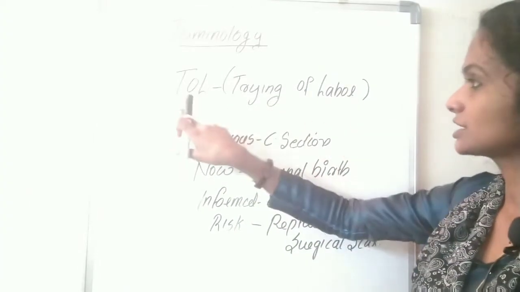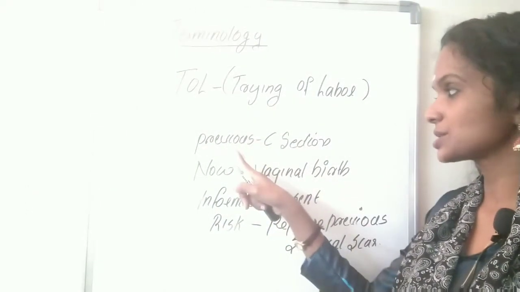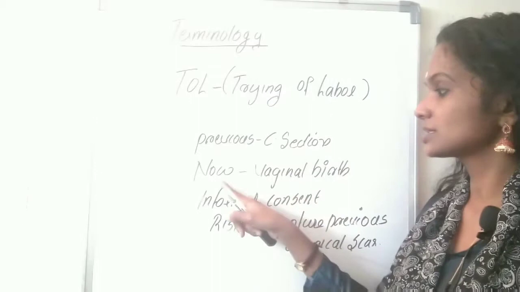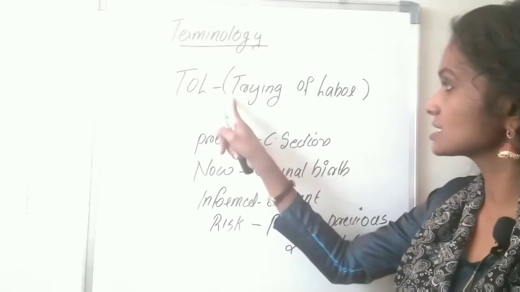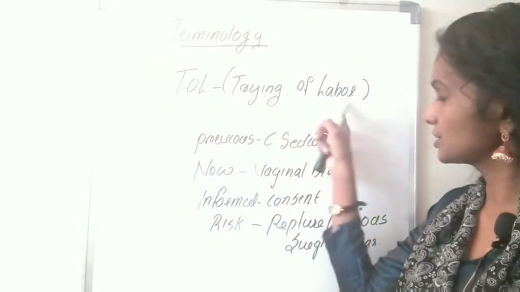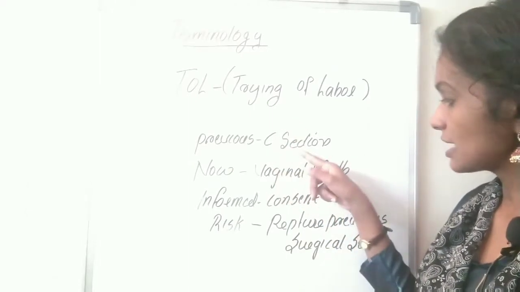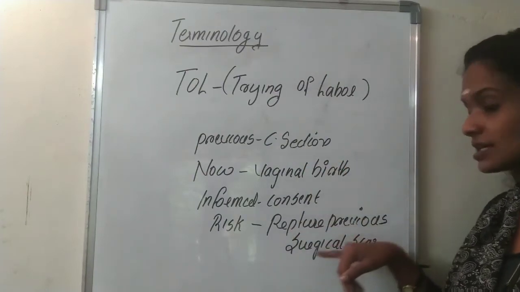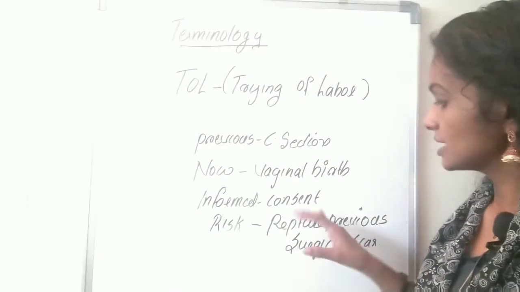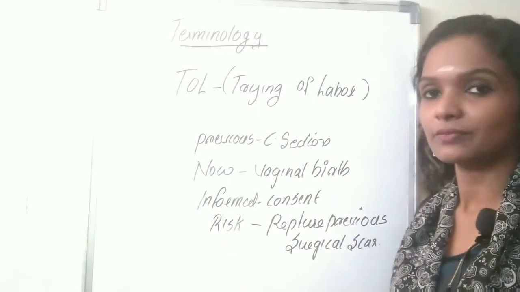Trial of labor. Trial of labor means the mother already had a history of Caesarean section, the first time they had a Caesarean, but the second time they are trying for a vaginal birth. That is known as trial of labor. But there is a small risk with trial of labor. What is that? Since they had a previous Caesarean section, sometimes there is a chance of rupture of the previous surgical scar of the uterus. So the mother should be told about the risk factors of trial of labor, and you should get informed consent from the mother.